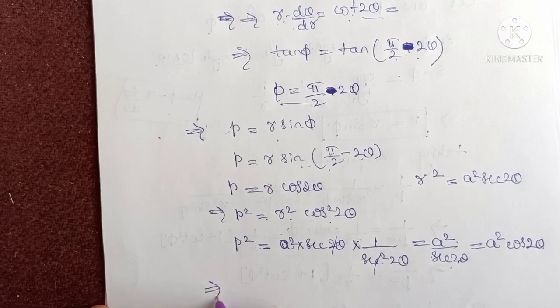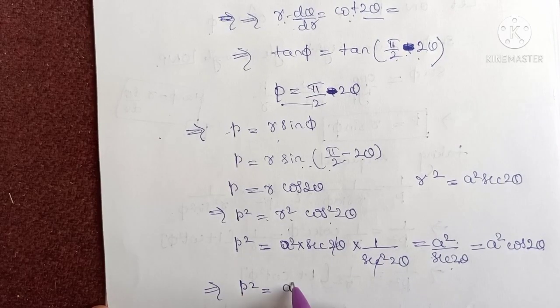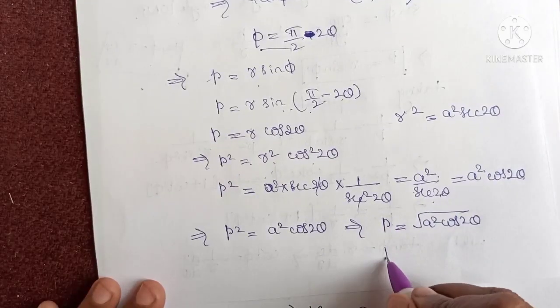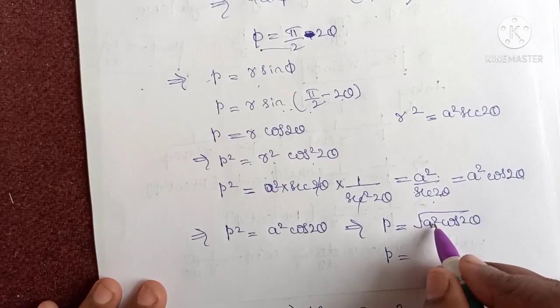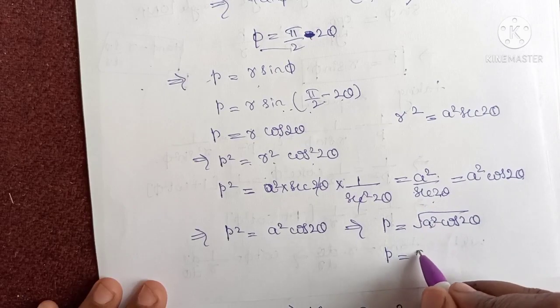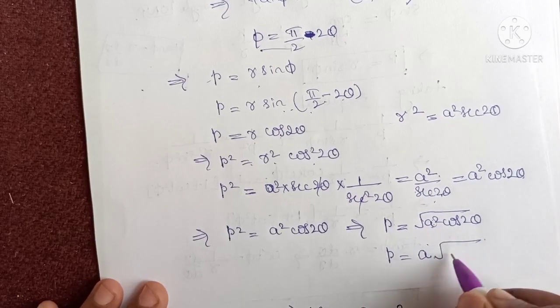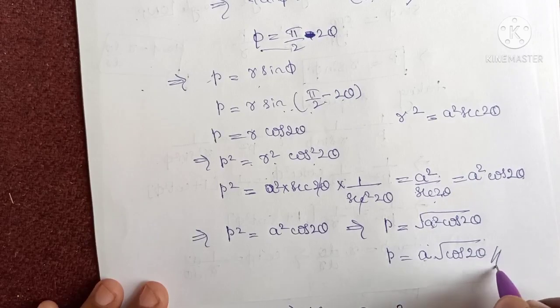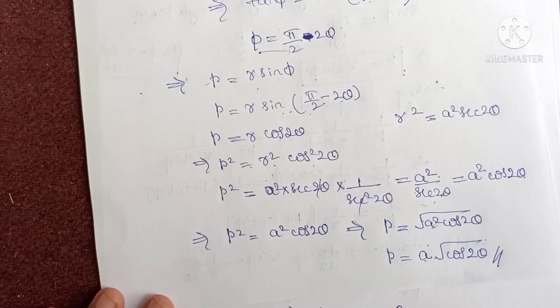So we got p square equals a square cos 2 theta, or p equals square root of a square cos 2 theta. Therefore, taking this a outside, the square root and square get cancelled, and we get p equals a root cos 2 theta. So this is the required proof.